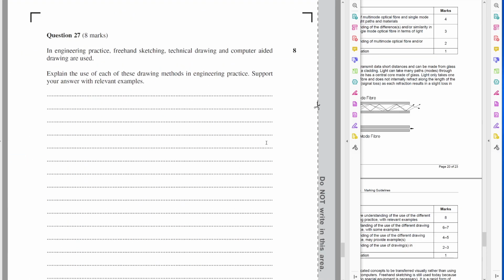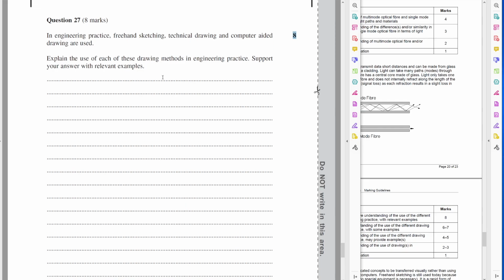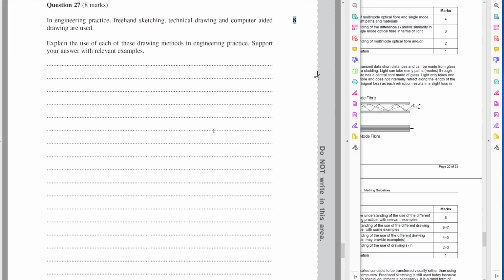Okay, so about 2/3 of the marks were given. A little bit less than 2/3 of the marks were given for this. So we'll say that the average mark was about a 5. In engineering practice, freehand sketching, technical drawing, and computer-aided drawings are used. Explain the use of each of these drawing methods in engineering practice. Support any answer with relevant designs.